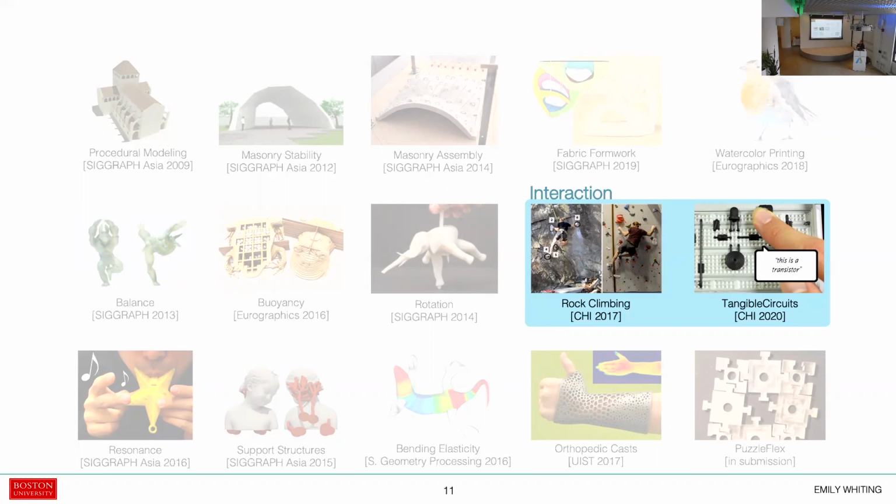Or using different types of filament in 3D printing. So if you use conductive filament, how that could be integrated into interactive devices where touching pieces can act as a button for, say, giving you audio feedback. So this is part of the tangible circuits work that's coming out in a couple months at CHI in 2020.